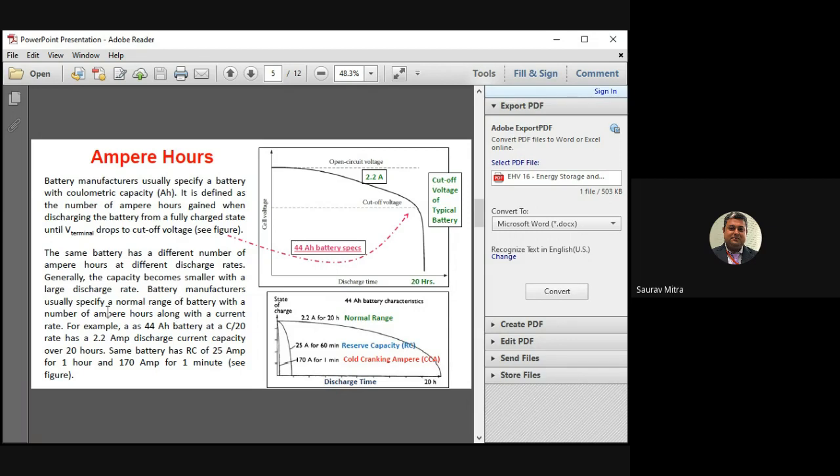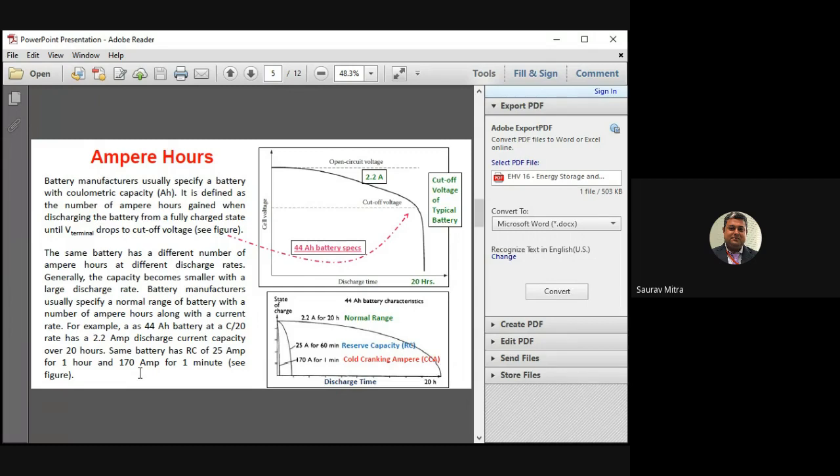Battery manufacturers usually specify a normal range for the battery with a number of ampere hours rating on it. So take a 44 ampere hour battery at C by 20 rate. So this is called a C by 20 rate. That is, the 44 ampere hour battery will run for 20 hours. It will be able to supply 2.2 ampere. The same battery with RC, C by 1, will be giving you only 25 ampere. Okay, so ampere discharge capacity for 20 hours. The same battery has RC 25 ampere for 1 hour and 170 ampere for 1 minute.